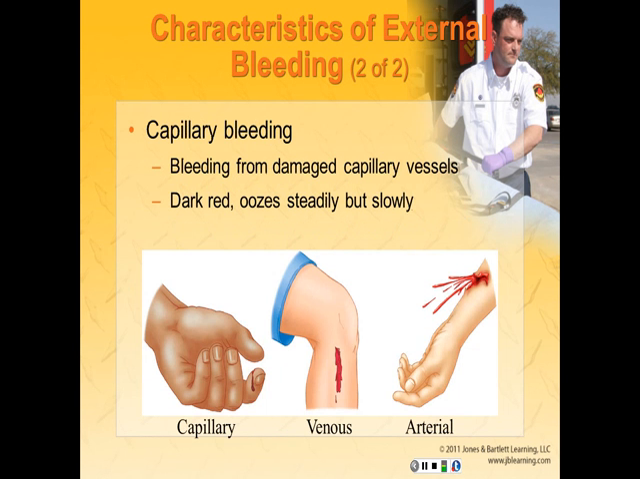The final is capillary bleeding. Bleeding from damaged capillary vessels happens with capillary bleeding. It's dark red, it oozes steadily but slowly, and it's more likely to clot spontaneously than an arterial bleed. As you can see on your screen, there are the three examples of blood loss: capillary, venous, and arterial.